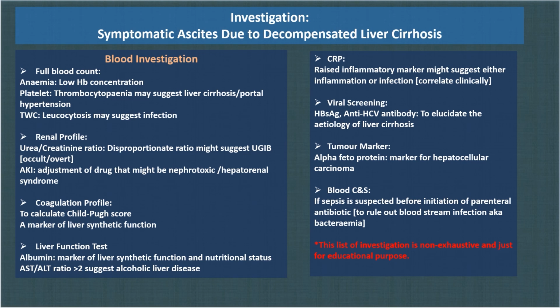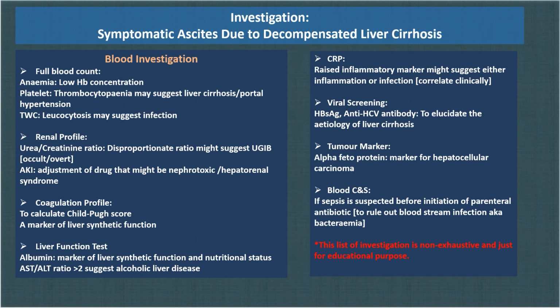Another parameter we'll look at in full blood count is the total white cells. We'll look for leukocytosis, which may suggest ongoing infection. And of course, there will be a differential count for the total white cells. If it's a bacterial infection, most of the time you'll have neutrophil predominance. So when you tie it together, if the patient has leukocytosis and symptomatic ascites due to decompensated liver cirrhosis, you may wonder, could the patient have spontaneous bacterial peritonitis or not?